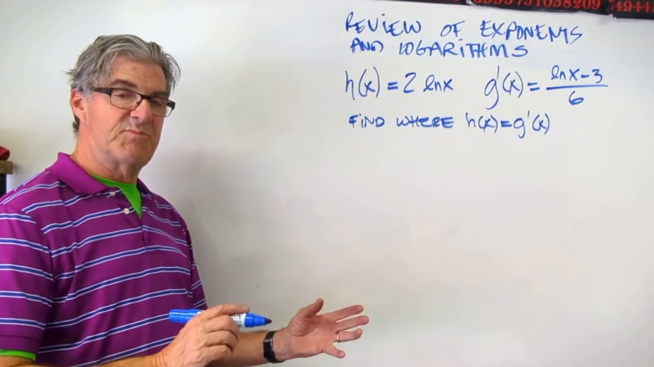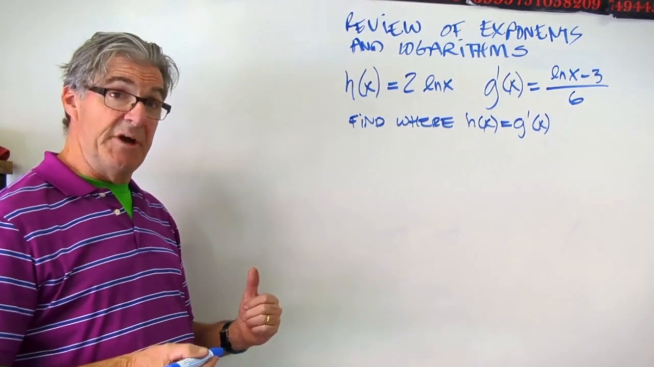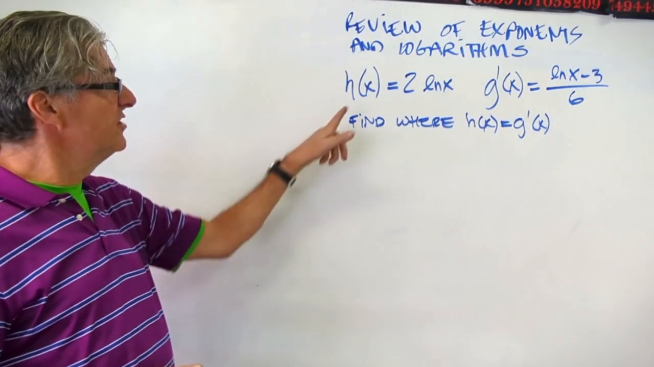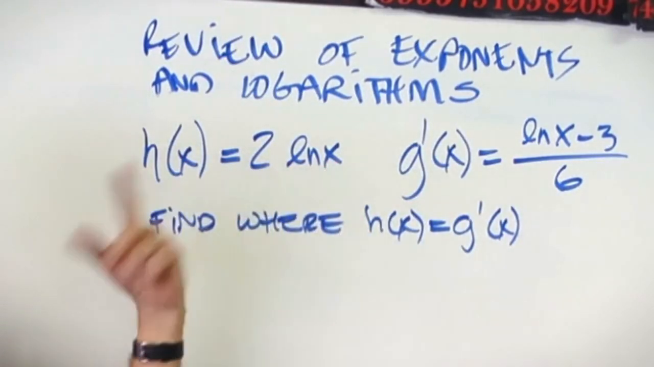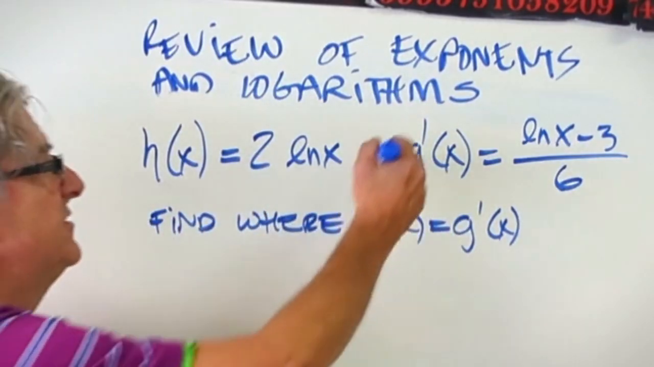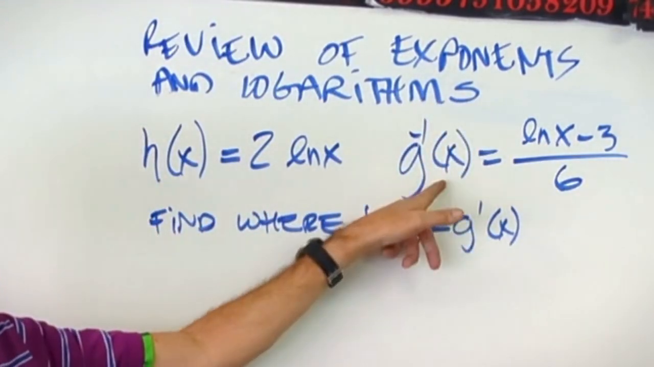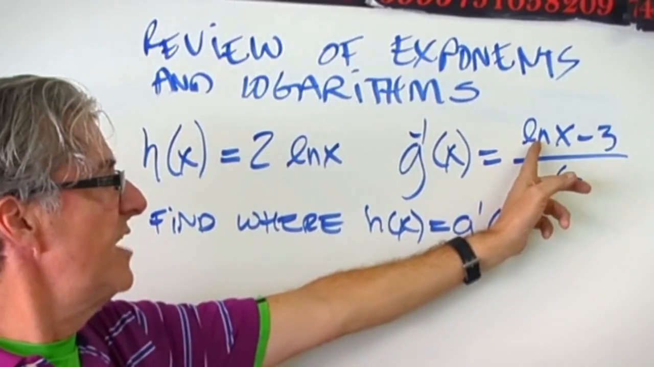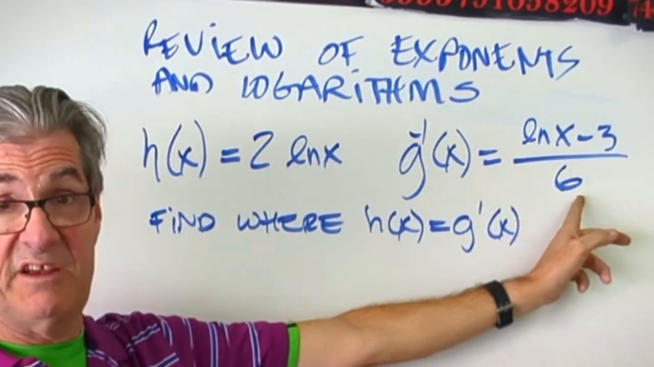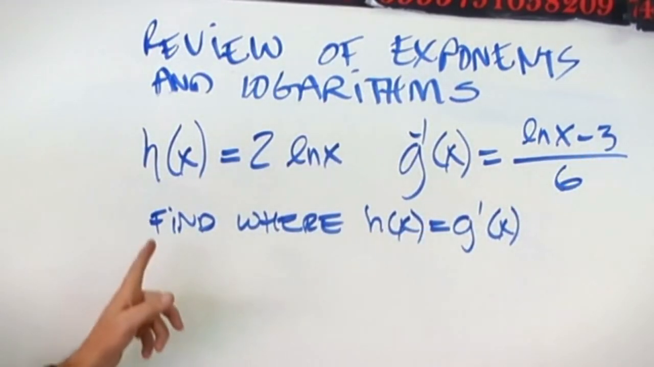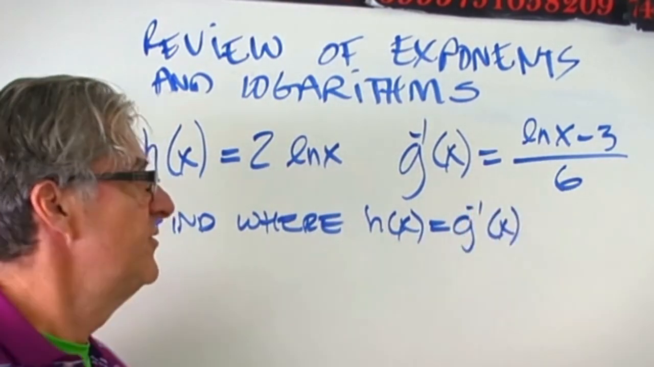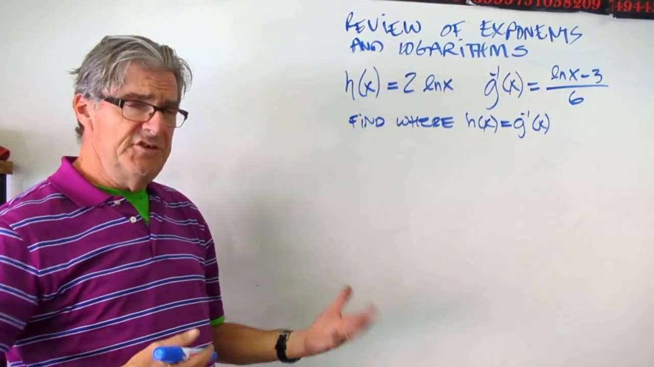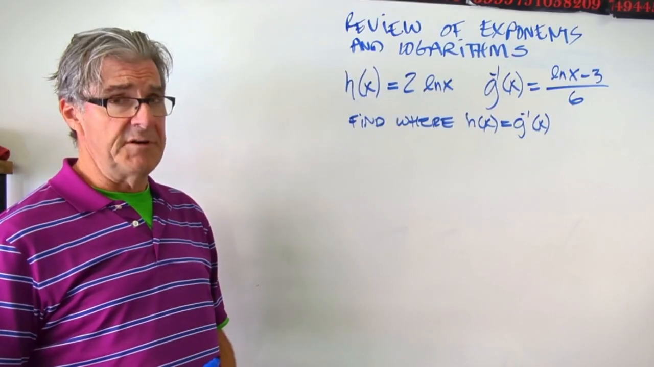Okay, let's take this problem and add a wrinkle to it. So I'm introducing a new function here. We have h of x is just twice the natural log of x. And then I brought my inverse function. This is g to the negative 1. The g inverse of x is the natural log of x minus 3 over 6. So here's the prompt. Find where this function equals that function. So go ahead, pause the video, do your first step for this one.